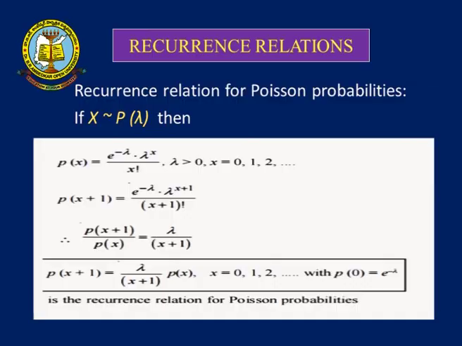Now, we are going to discuss one more important relation of the Poisson distribution, which is known as the recurrence relation of the Poisson. What is the use of recurrence relations? Using this recurrence relation, we can find the fitting of a Poisson distribution. What is the use of fitting of a Poisson distribution?